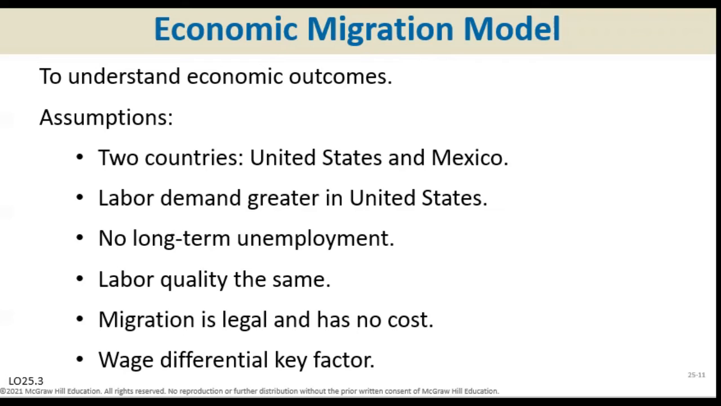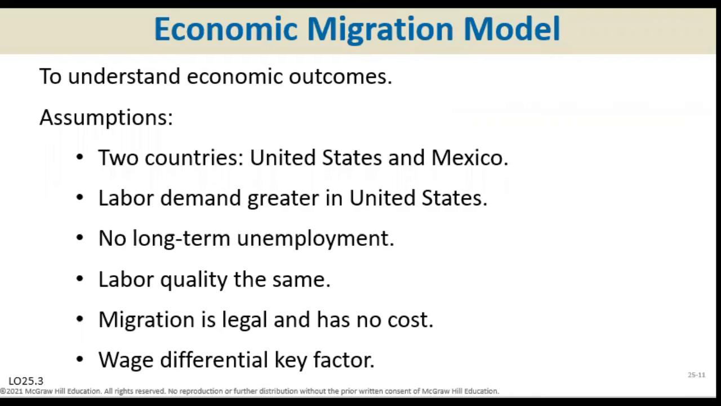Here we will assume that the demand for labor is greater in the United States than Mexico. So the two countries we're going to look at are the United States and Mexico in our example over here. And the first assumption is that the demand for labor is greater in the United States, because the United States has a bigger economy than Mexico. Since again, the United States has a big economy and has more capital, more advanced technology, and all those factors enhance the productivity of labor.